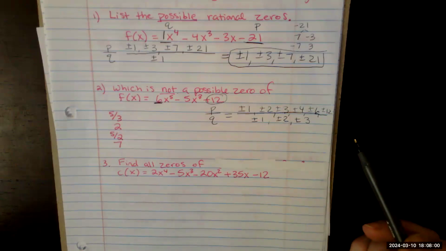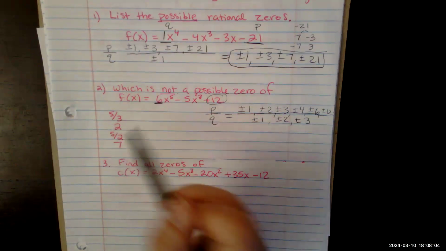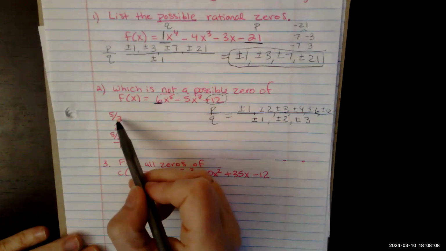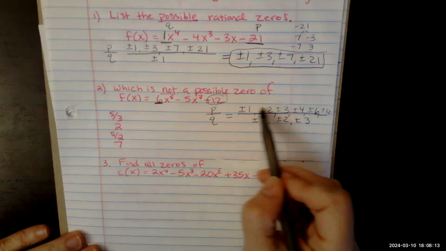But luckily, they're not asking me to list them. They're just asking me to circle or whatever, any that are not a possibility. So do you see that the 5 over 3 would not be a possibility because I don't have a 5 up top?